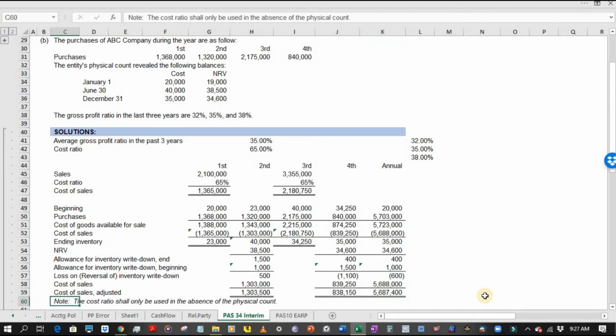And always remember, the cost ratio shall only be used in the absence of the physical count. So to check whether the 5,687,400 is the total of the cost of sales in the first quarter, second quarter, which is based on the adjusted amount, third quarter, and the fourth quarter, which is also based on the adjusted amount. That is 5,687,400 pesos.